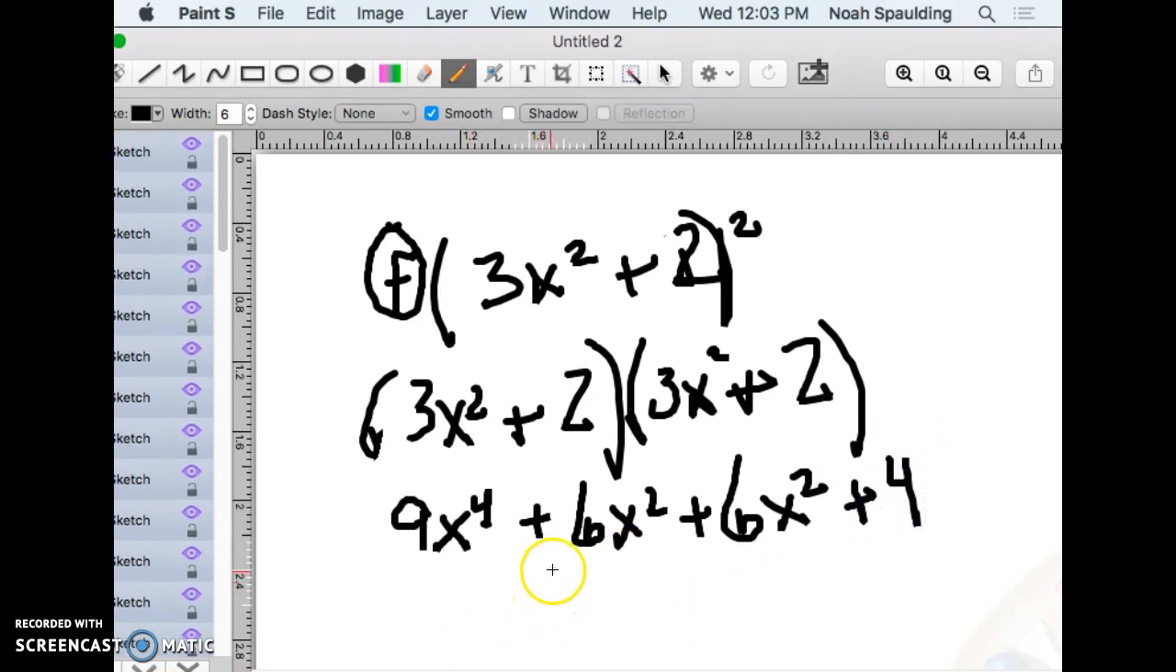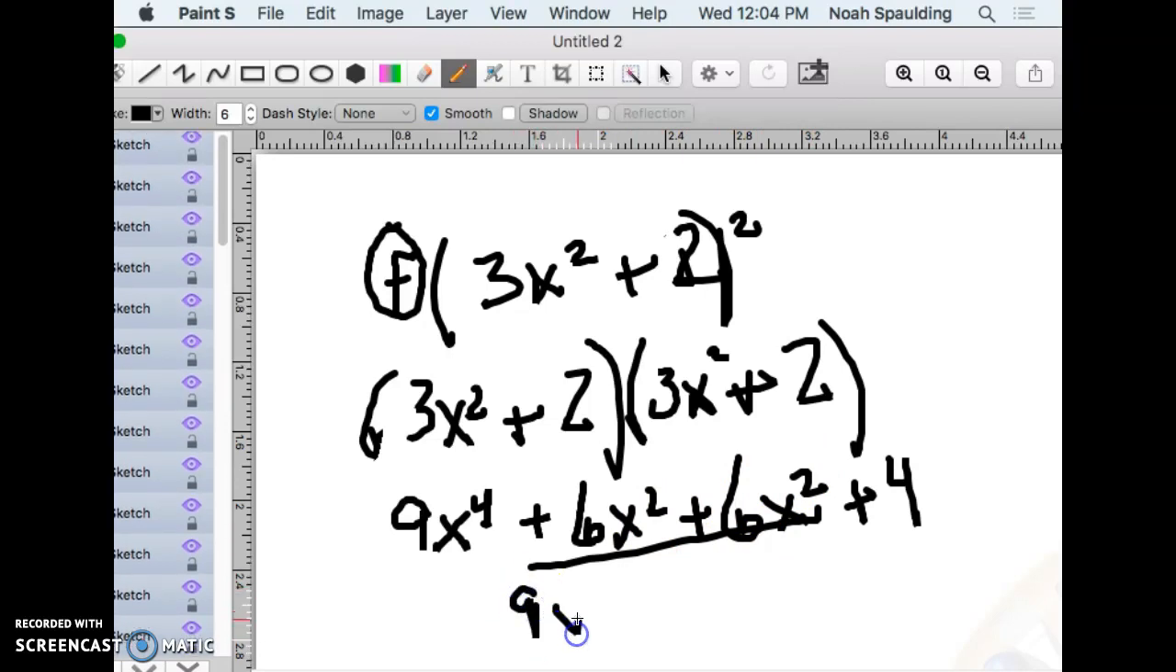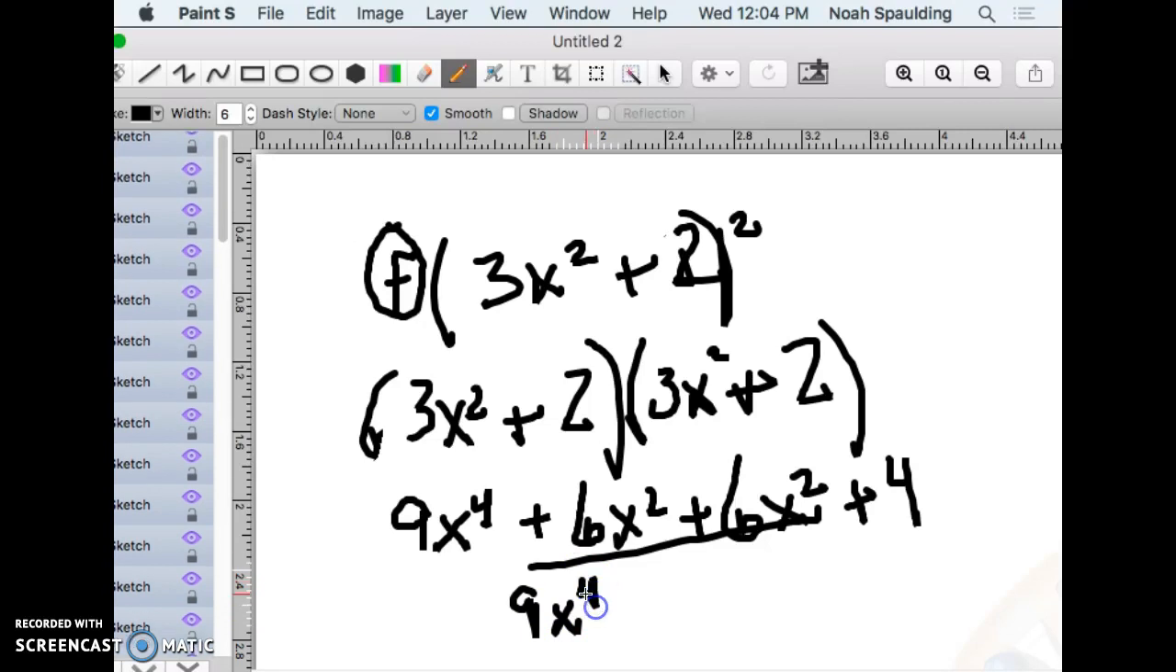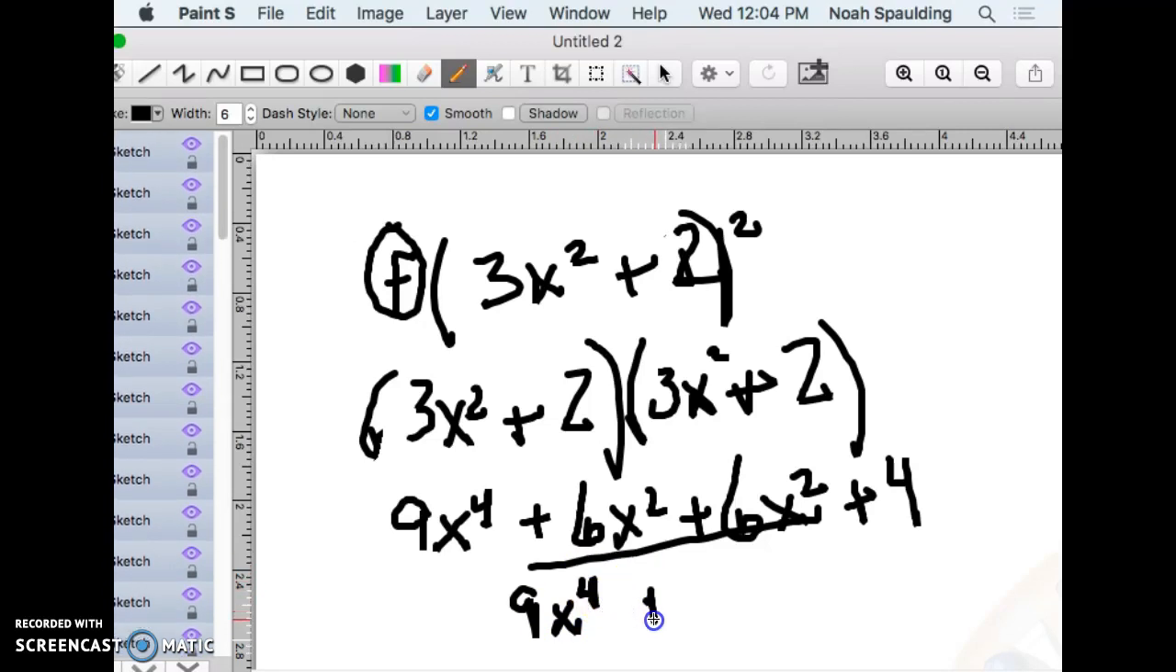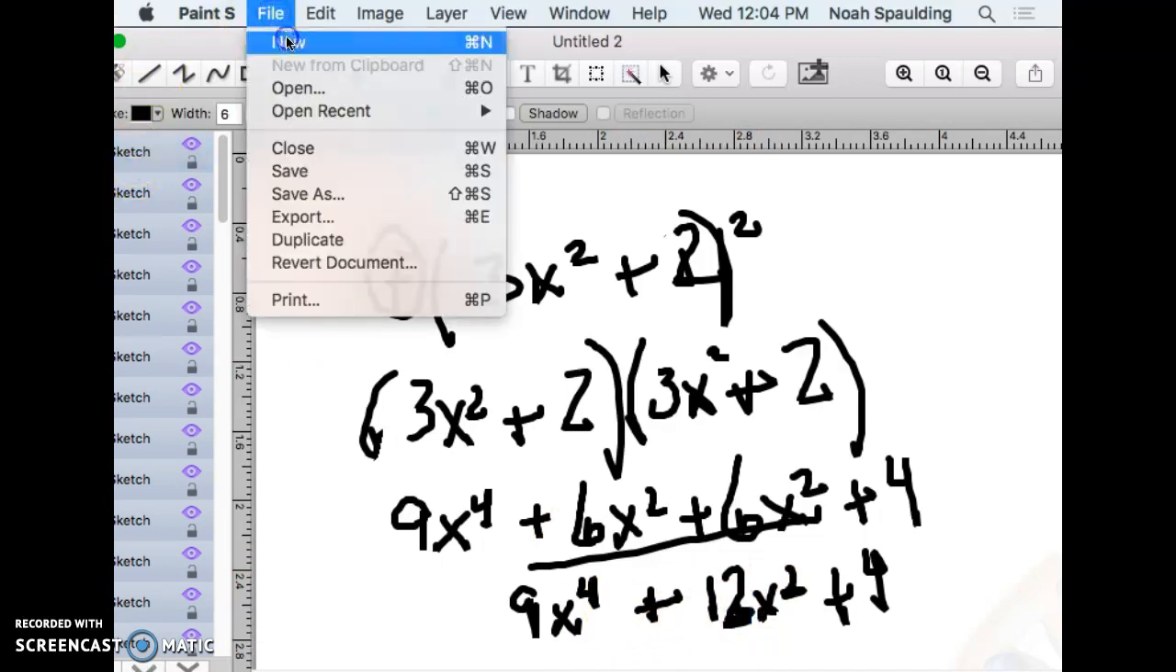So we combine the like terms in the middle. These are like terms because they have the same variable and the same exponent. So we have 9x to the 4th plus, and we combine 6 plus 6 is 12. And then the x squared comes with it. So it just looks like this, plus 4. And there you go. That's as far as you can go. You can't combine 9x to the 4th and an x squared because even though it has the same variable, it has a different exponent.